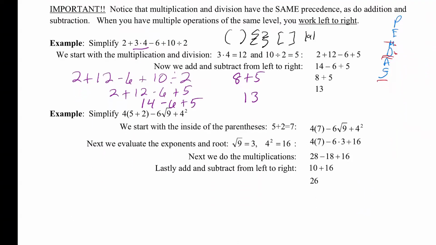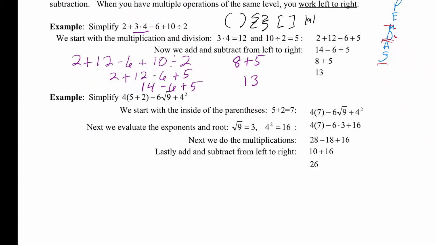So now let's look at this. We've got here, they want us to simplify. We've got 4, parenthesis 5 plus 2, minus 6, square root of 9, plus 4 squared. First step, I'm going to go to, and let me erase this, I don't like bad notation. We'll change that.